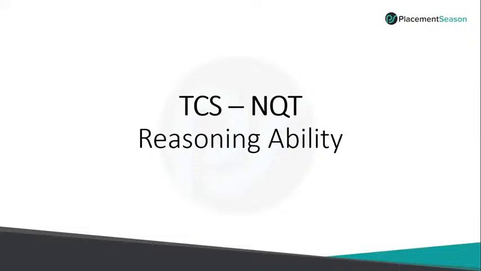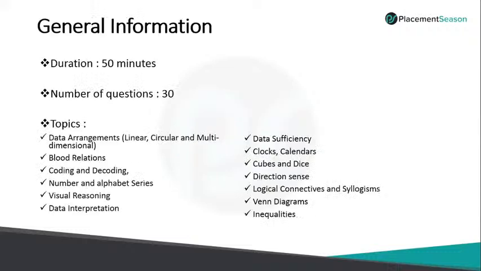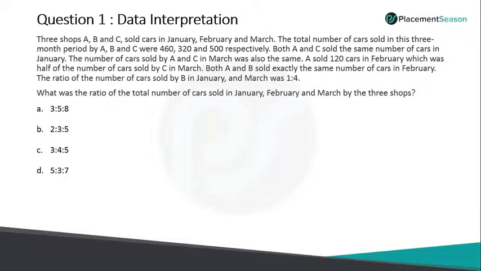Hi viewers, welcome back to Placement Season's TCS NQT webinar series. Today we are going to see the topic reasoning ability in TCS NQT 2021. The question: A, B and C sold cars in January, February and March. The total number of cars sold in this 3-month period by A, B and C were 460, 320 and 500 respectively. Both A and C sold the same number of cars in January.